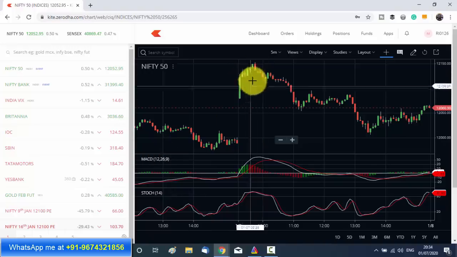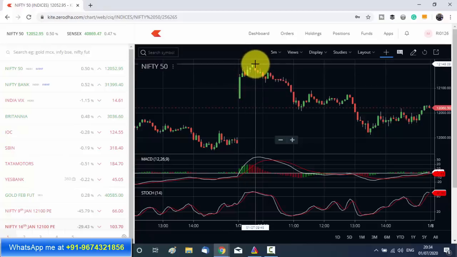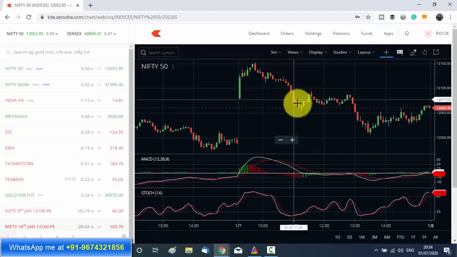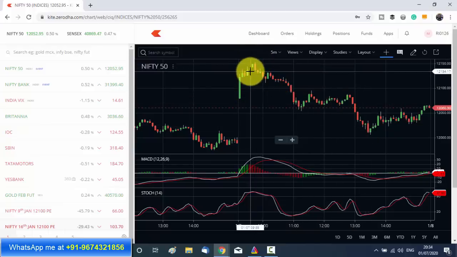So Nifty has made decent rally, Nifty has made a high over here, and from there we can get a shorting entry. So from here we can get a shorting entry, but the shorting entry you need to choose with your own perception.